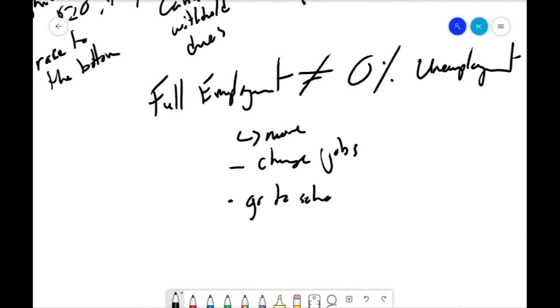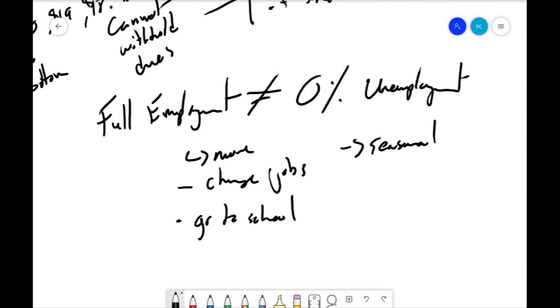Go to school. There's all sorts of things that people do that they're going to change. They're not going to always be in the same job or in a job. There's also seasonal work, right? So you can't pick grapes in the Niagara region in December. I don't think you can. I can't remember when the ice wine grapes are picked, but I'm pretty sure it's still not in December, because that seems ridiculous.